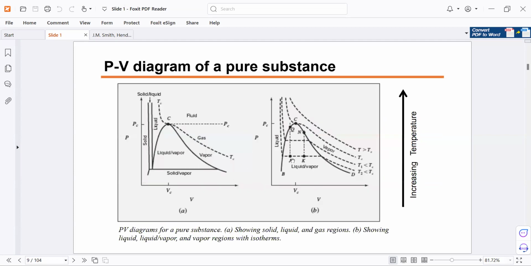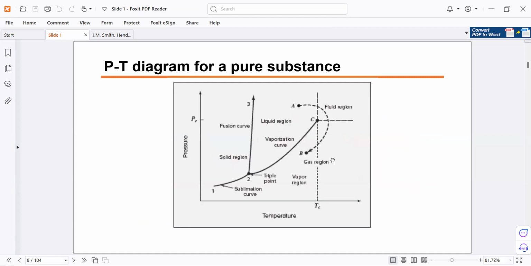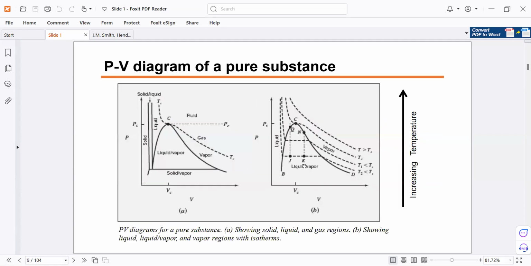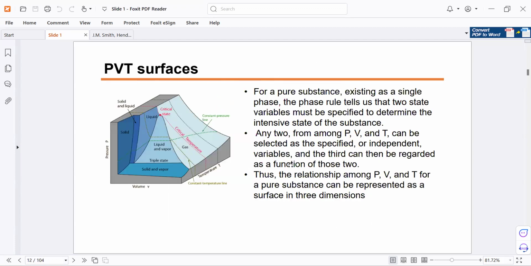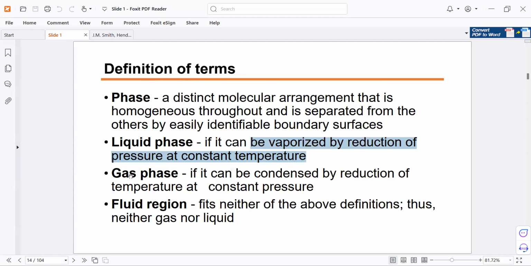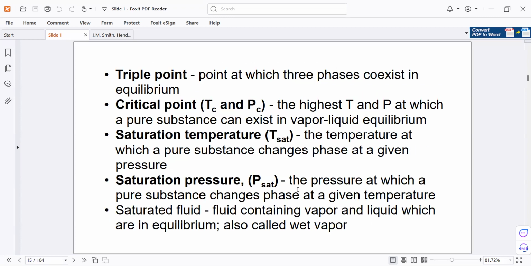So gas encompasses the vapor on the right-hand side of the critical temperature. I defined that earlier. Fluid: if it's neither of the above definitions, it's neither gas nor liquid. Triple point: where three phases coexist. Critical point: the highest temperature and pressure of a pure substance that can exist in vapor and liquid equilibrium.